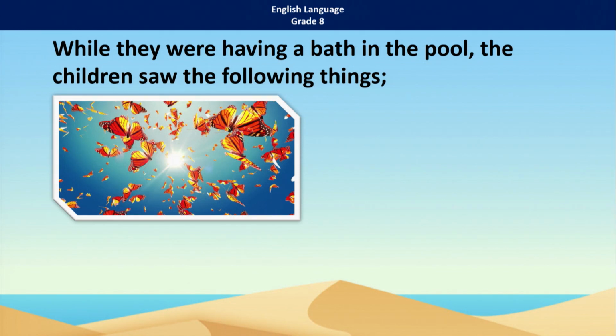Butterflies? Yes, a lot of butterflies, a collection of butterflies, right? They saw a swarm of butterflies. What is the meaning of swarm? A group of butterflies. Yes, swarm is a word which we can use with a collection of insects. A swarm of butterflies.